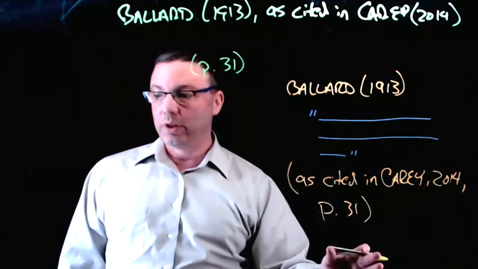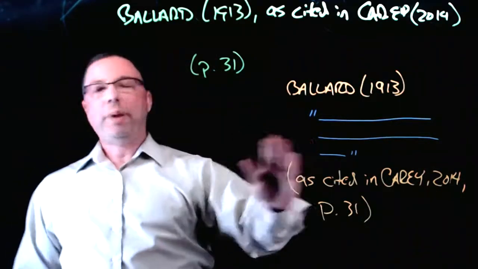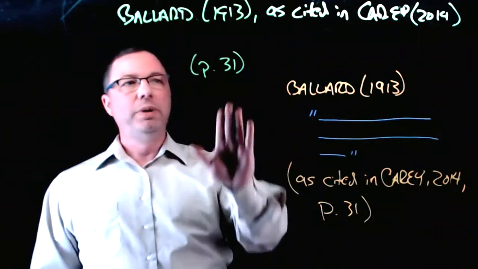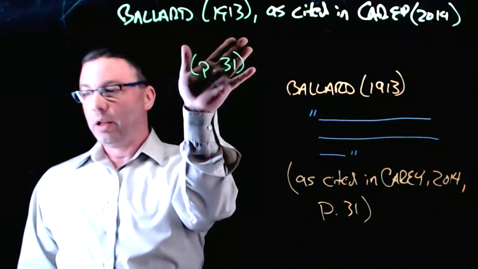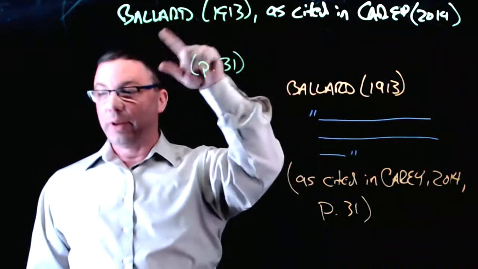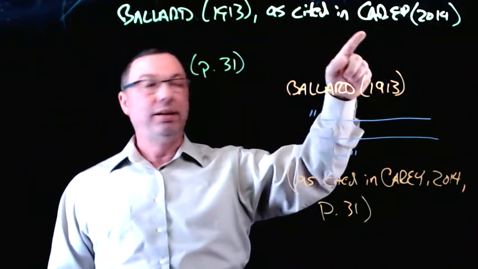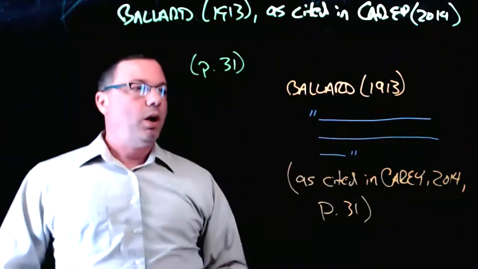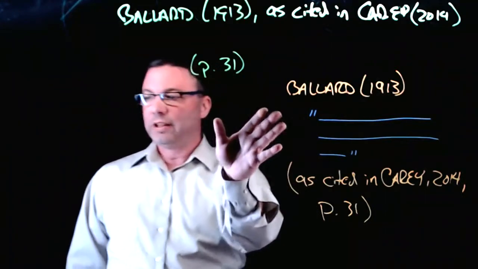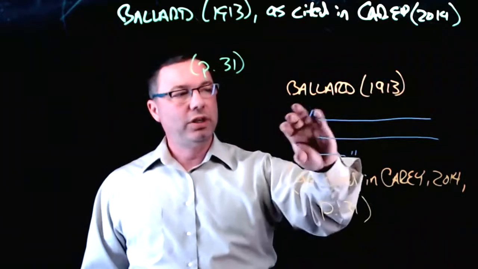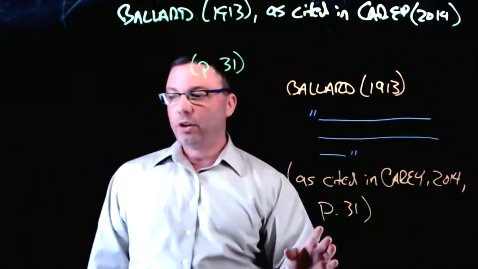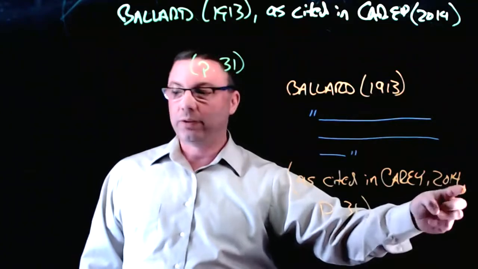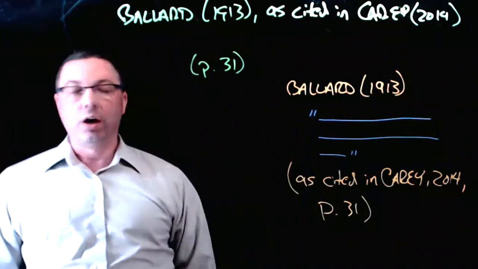If this was a paraphrase, if you're just paraphrasing Ballard, the only difference would be that you don't need your location data. So if you're just paraphrasing Ballard, you can say Ballard 1913 as cited in Carey 2014 suggested, and then the paraphrase, period, done. Or in this structure, Ballard 1913, and then the paraphrase here, and all you would need would be "as cited in Carey 2014" in parentheses, period, and you're good to go.